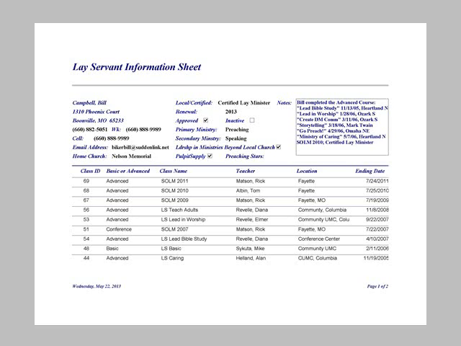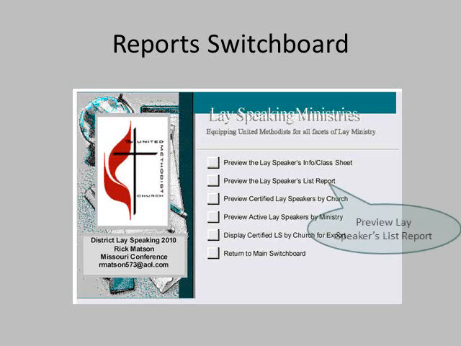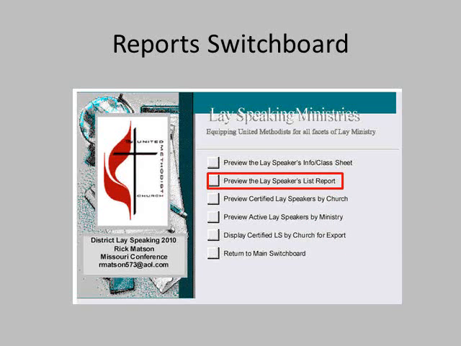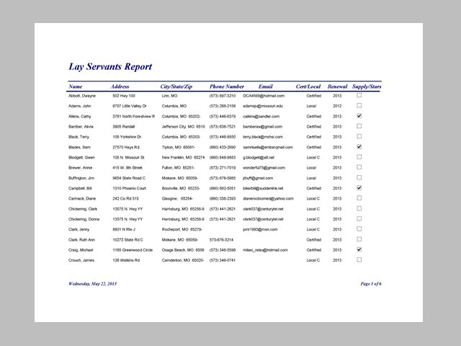The information sheet contains all of the information that is on the student's lay servant form and can be used to communicate status with the lay servant or with his or her pastor. Now, closing out of that, we can select a list. Here's a list of lay servants. Another is available sorted by church. Closing out and returning to the main switchboard.